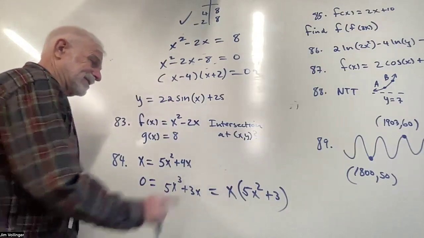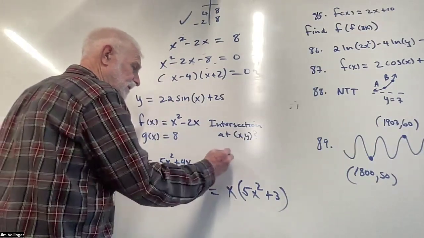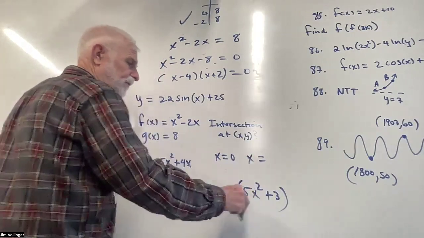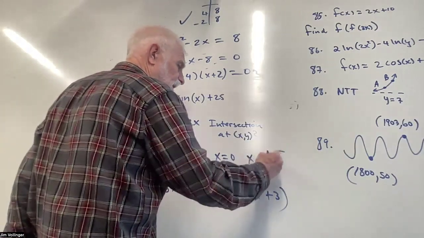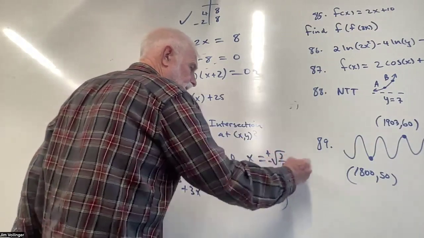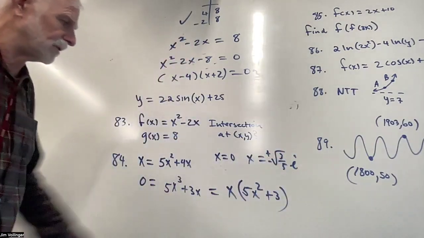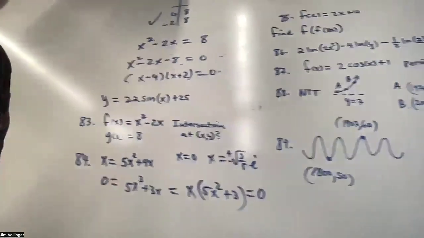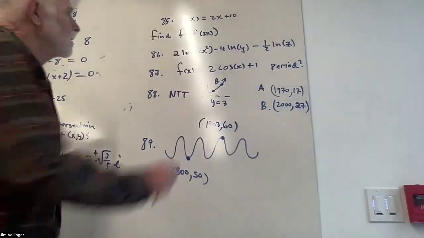So the solutions to this are x equals 0 and x could equal, do that one in your head, plus or minus the square root of 3/5, imaginary. I'll let you, we've done a lot of those. So you solve this thing for 0, remember? All right. Let's keep going.